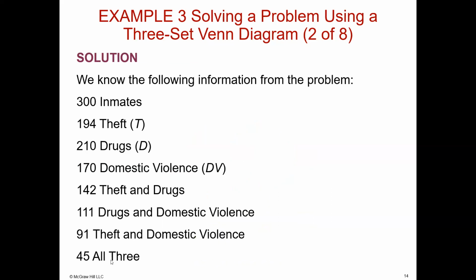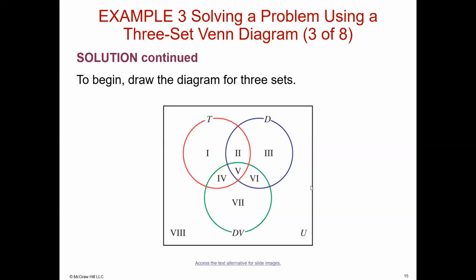45 of those surveyed were convicted of all 3 offenses: theft, drugs, and domestic violence. What region would they go in? Region 5. Region 5 is the intersection of all 3 circles. Do we see that? Yes, 45 goes in region 5.